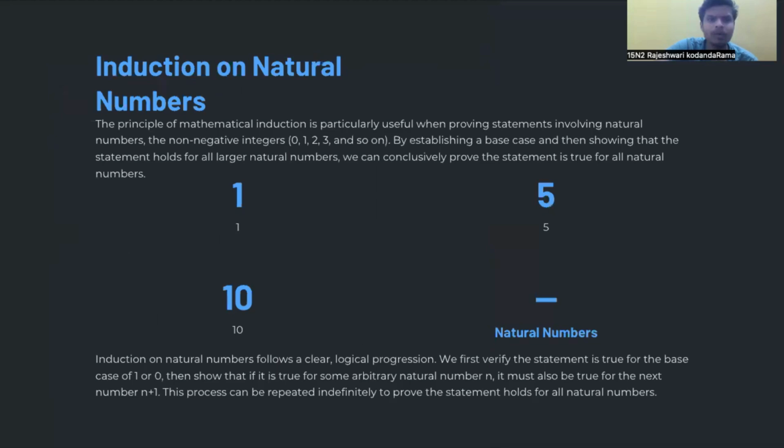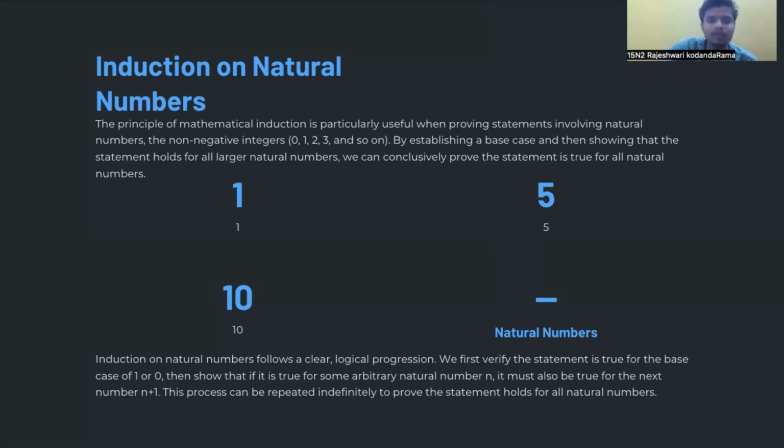Induction on natural numbers. The principle of mathematical induction is particularly useful when proving statements involving natural numbers, the non-negative integers 0, 1, 2, 3, and so on. By establishing a base case and then showing that the statement holds for all larger natural numbers, we can conclusively prove that the statement is true for all natural numbers.